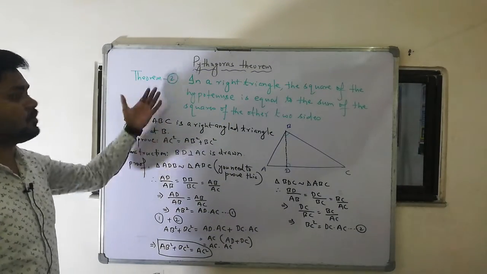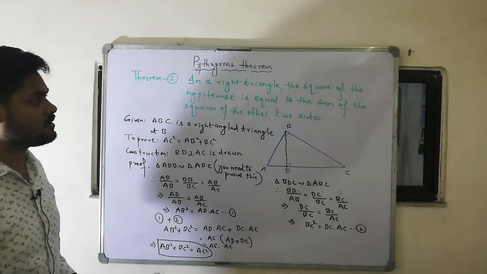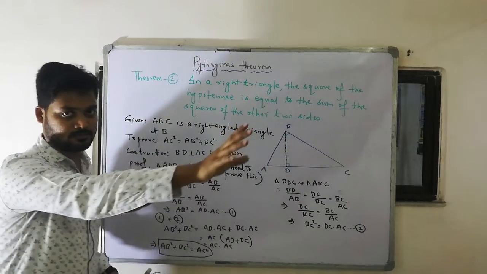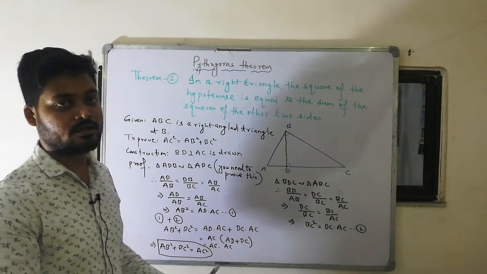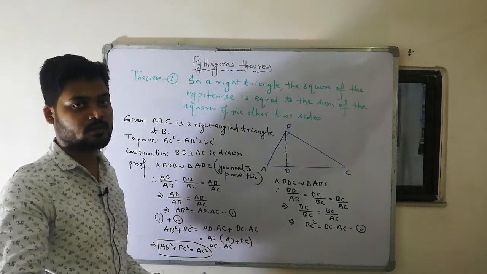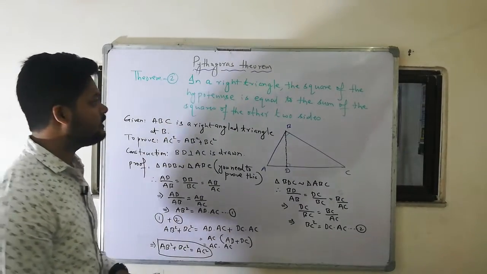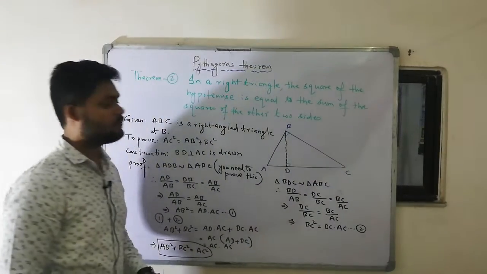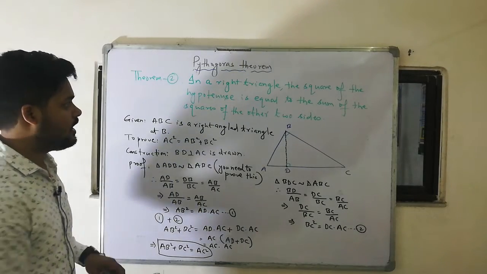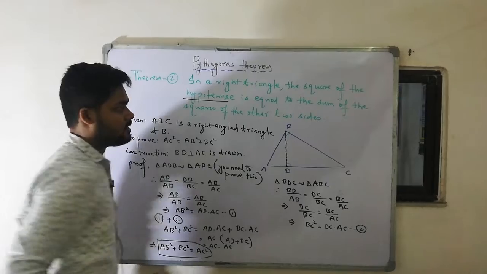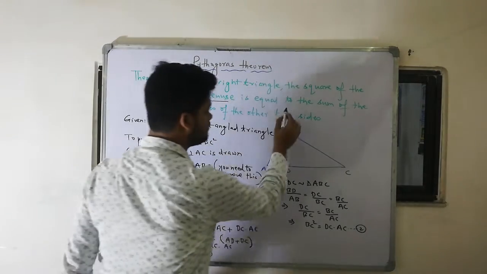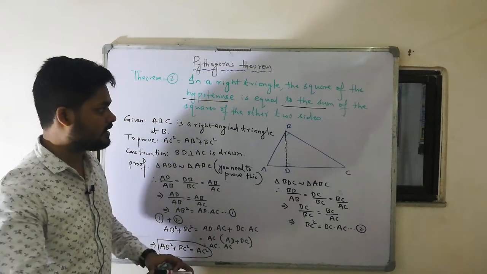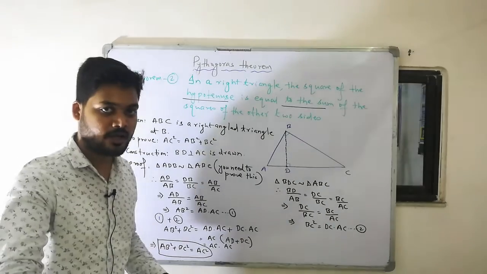So what we have in theorem 2 is nothing but the Pythagoras theorem in statement. Just read once, you will understand. Here what we have, in a right triangle. Right triangle means, in a triangle, if there is one angle which is 90 degree, that triangle is known as a right triangle, or we simply call it a right angle triangle. Now in a right angle triangle, the square of the hypotenuse is equal to the sum of the squares of the other two sides. We know in a right angle triangle that the other two sides are base and perpendicular.